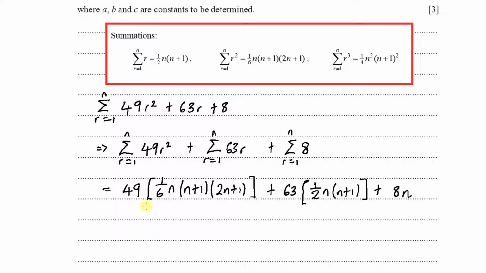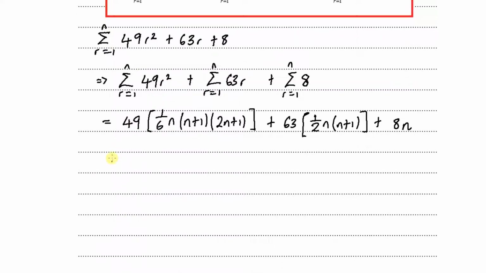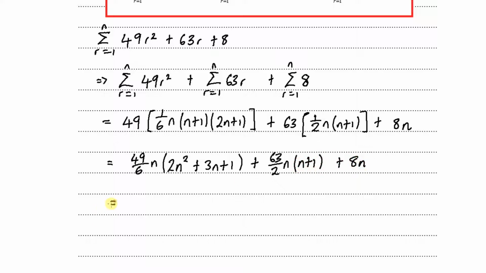So all we now need to do is simplify. So this is going to give us 49 over 6 of n. And here I'll expand these two brackets. So that'll be 2n squared plus 3n plus 1. And that will be plus, here I'll be having 63 over 2 of n of n plus 1, and that's plus 8n.